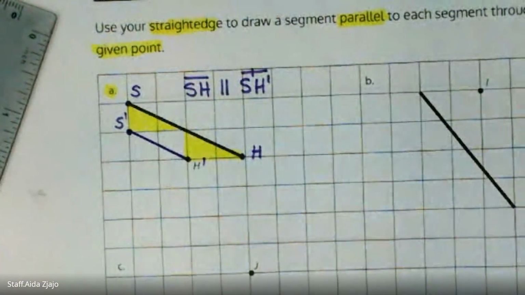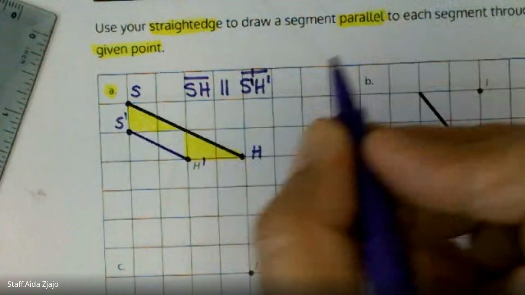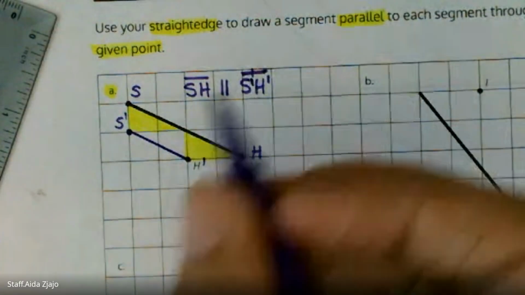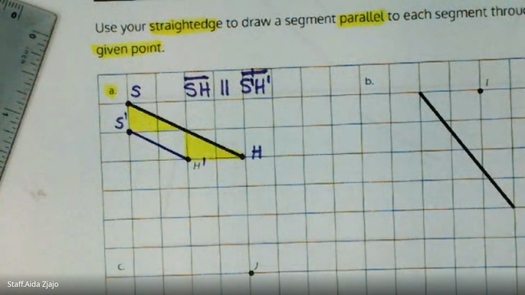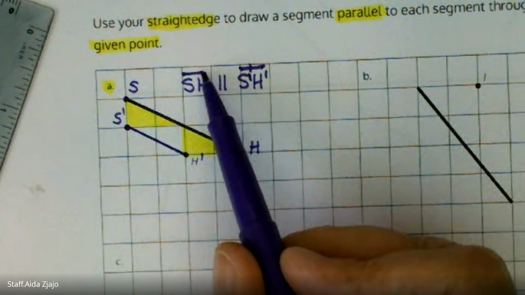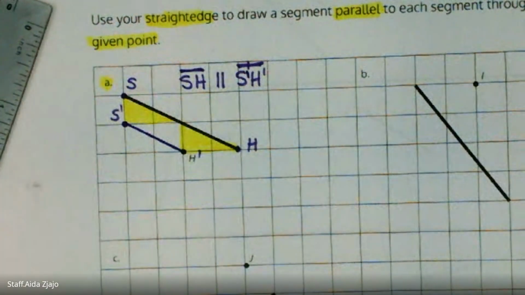That's kind of, I should put this a little down. Sorry guys. So the line segment, you usually just put the line above the letters, and this means line segment SH. Okay, that would be A.